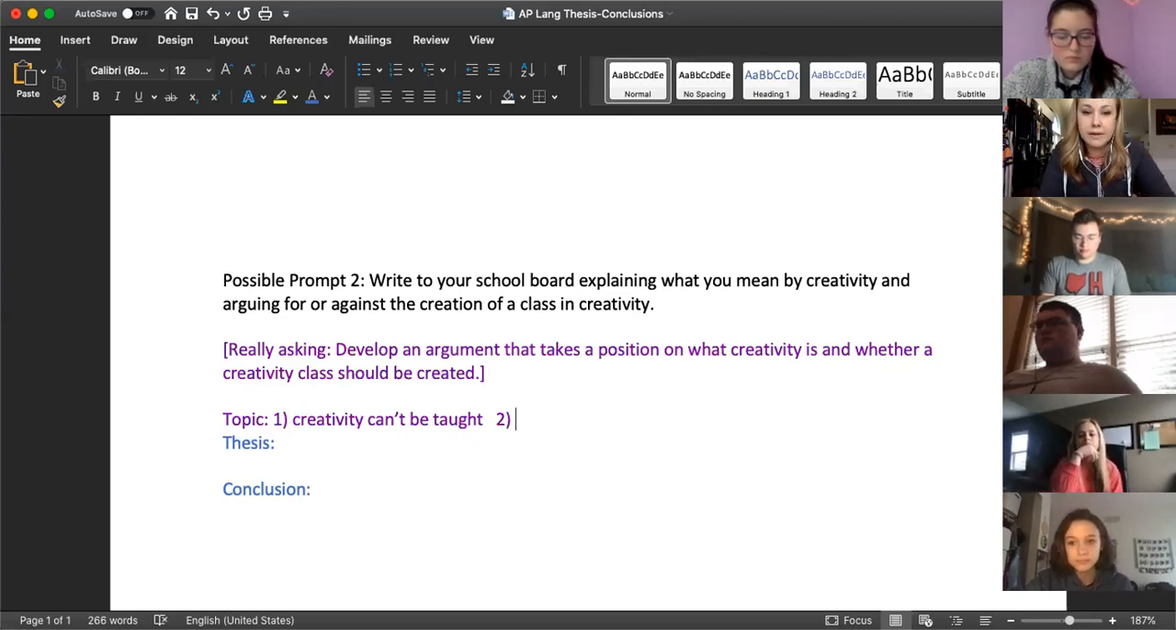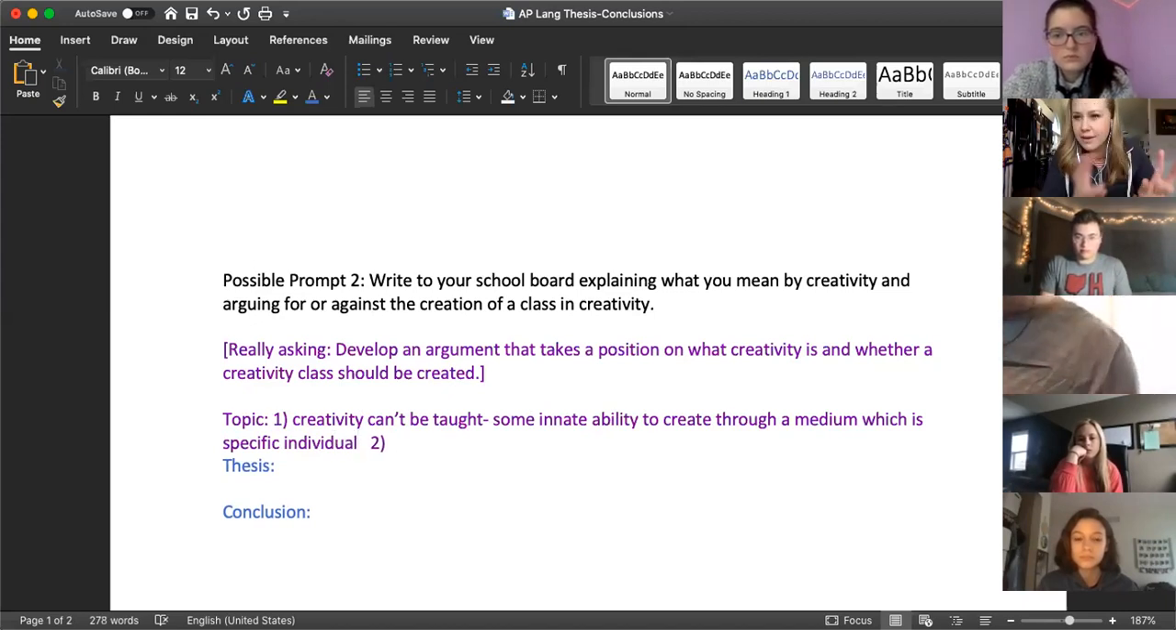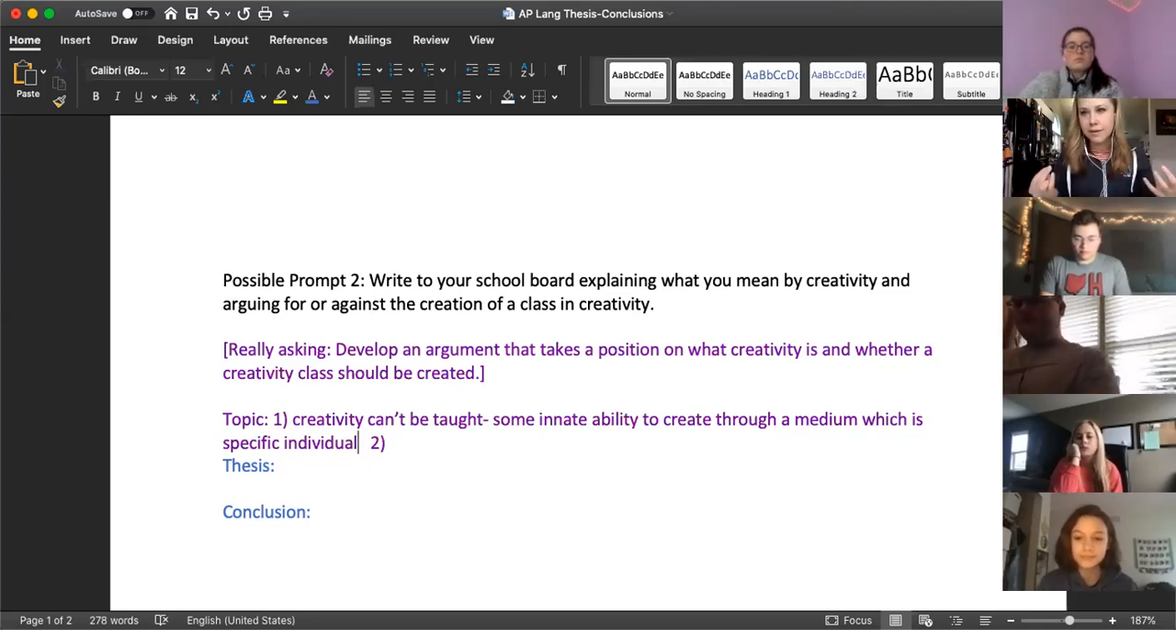Okay. And so in that, you would define creativity as some innate ability to create through a medium which is specific to an individual or something like that, right? I kind of just pulled that out, so it's a little bit weird, but does that cover what you were talking about, Abby? All right. So the idea that it really can't be taught, it's innate to each of us, and we all have very different ways of showing that creativity.